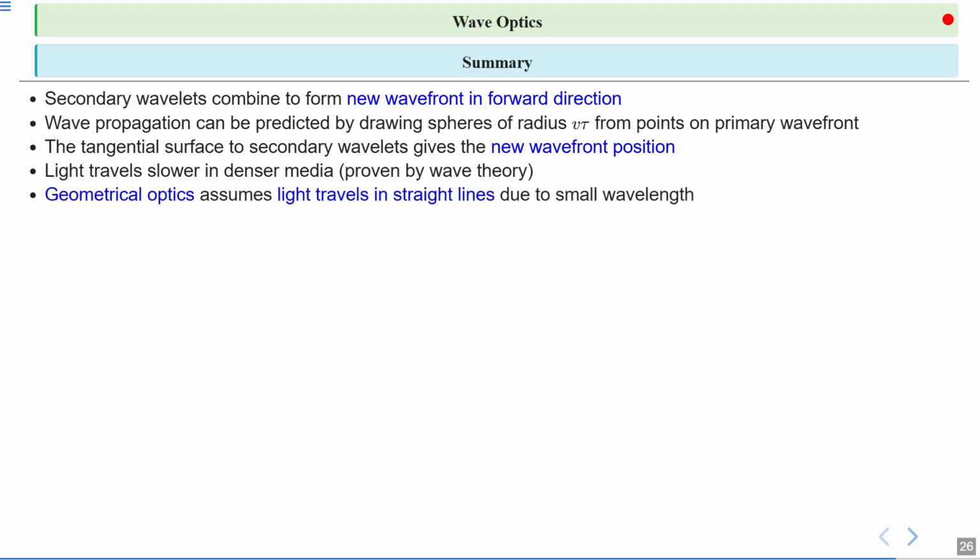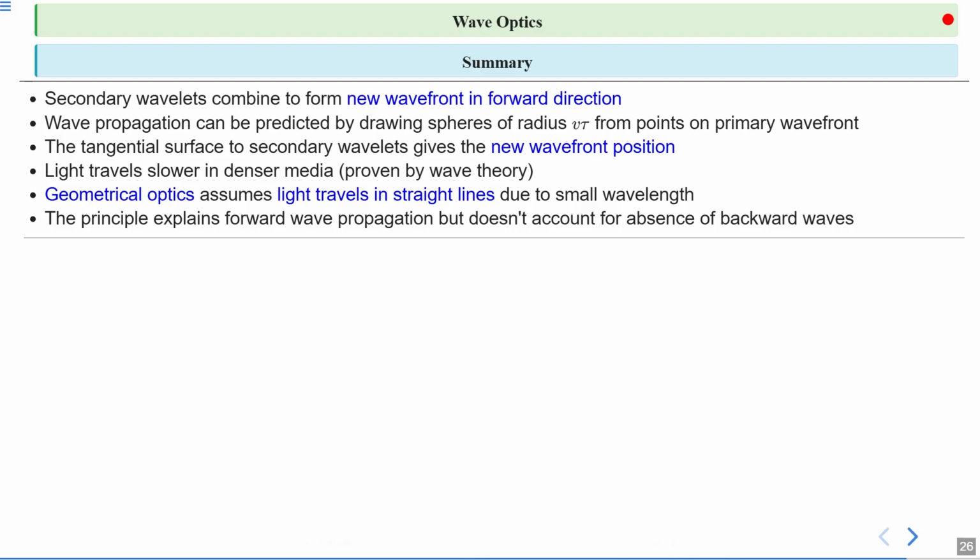Geometrical optics assumes light travels in straight lines due to its small wavelength. This simplification is useful for many practical applications, but wave optics provides a deeper understanding by considering the wave nature of light. Finally, the principle explains forward wave propagation but doesn't account for the absence of backward waves. This is a limitation of the model as it primarily focuses on the forward movement of waves.